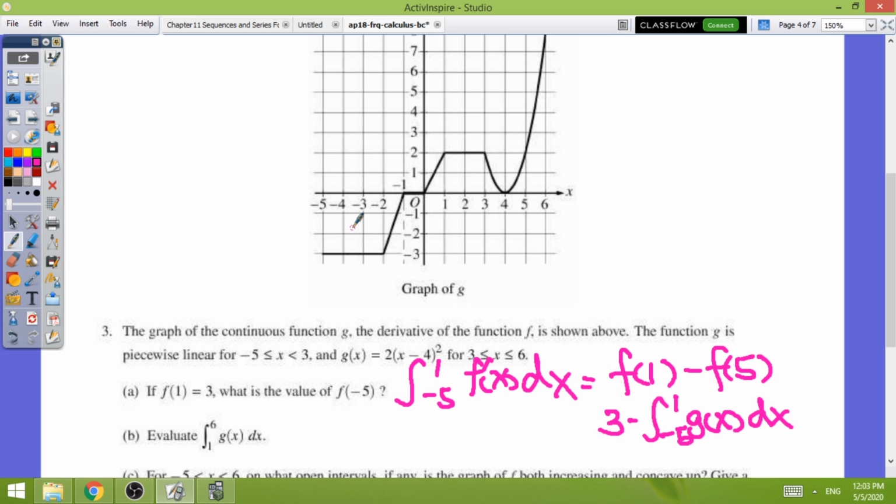So this one we have a trapezoid, and here we have a triangle. Let's find the area. The area from -5 to -2 looks like a rectangle, well, actually it's a square. So 3 times 3, but it's negative because it's under the x-axis.